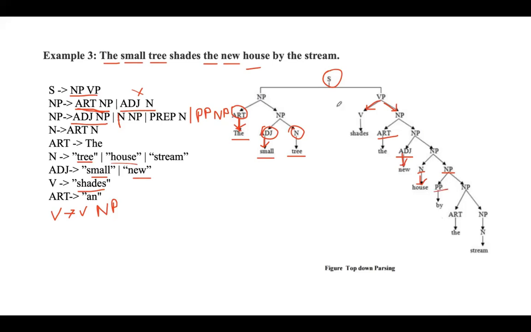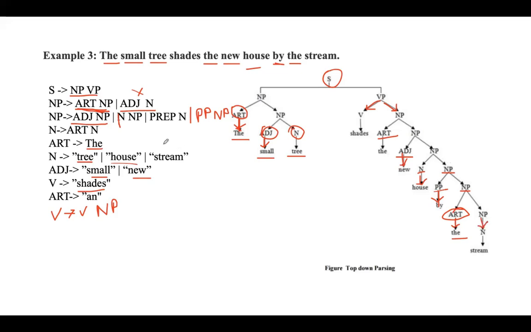Check whether there is a match with the preposition and the word in the given sentence. Yes, by is a preposition. So, you need to take this one only. And now, PP derives by. Now expand NP. So NP derives article and NP. We need to select this. After selecting this, match this word with the word in the given sentence. So this is the. As there is a match, you can use this alternative. No need to perform any backtracking. Now expand article. Article is the. And expand this NP.